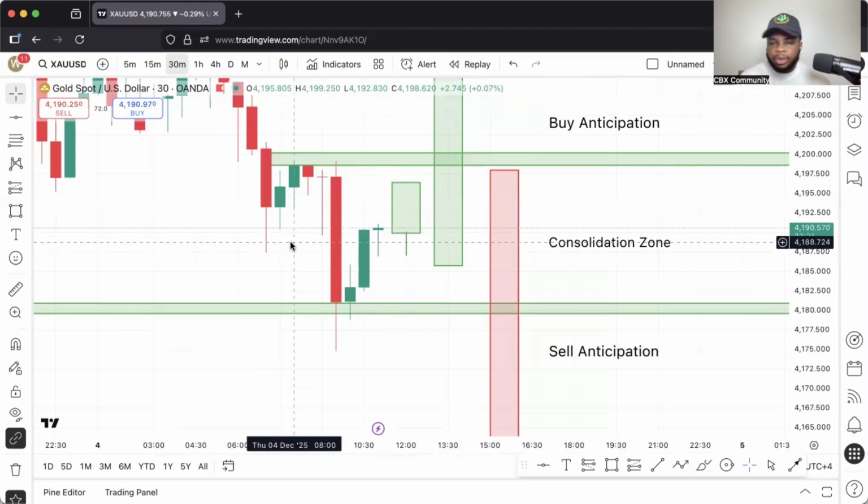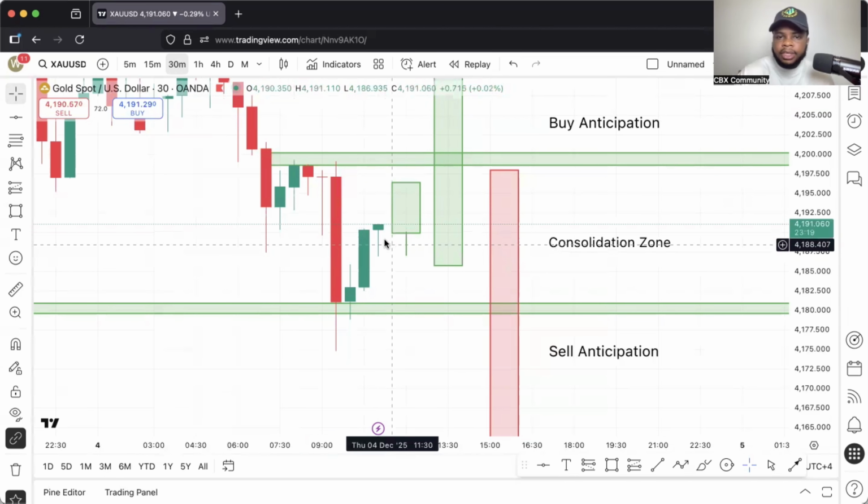Just like how I told you guys that maybe the candle wants to continue to come down to create a wick for the body of this candle to continue to go up. But let's just wait and see what this candle wants to do.